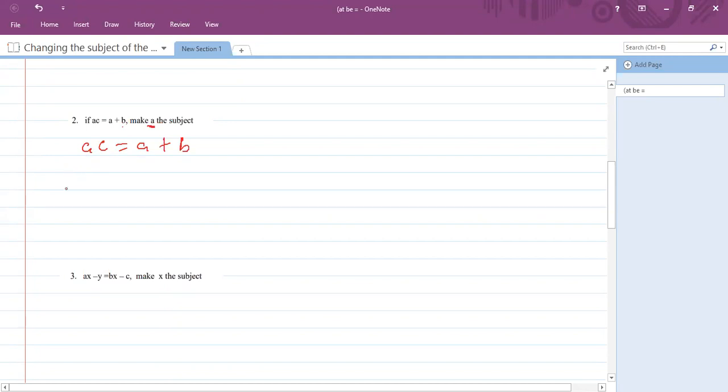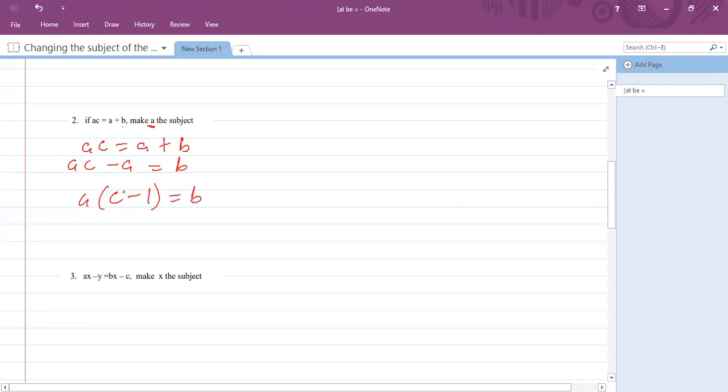So you are going to get AC minus A is equal to B. All right. Then here, as somebody said, you look for the common factor. So what's the common factor here? It would be A, open bracket. You bring out the common factor A. What is left? AC divided by A, what is left? C. Now, minus A divided by A, what do I get? 1. Close the bracket, is equal to B.